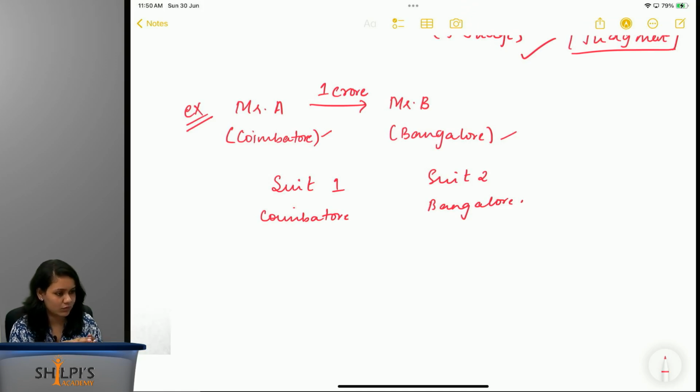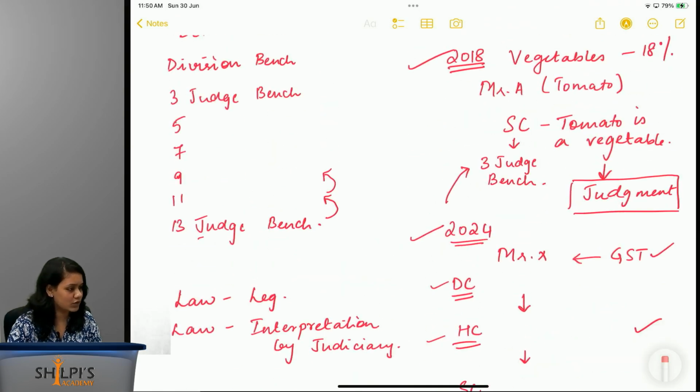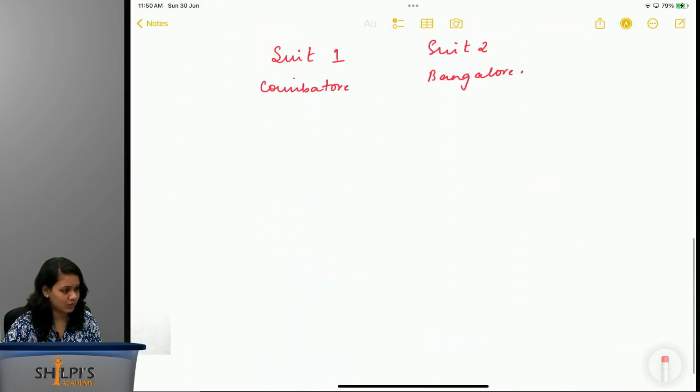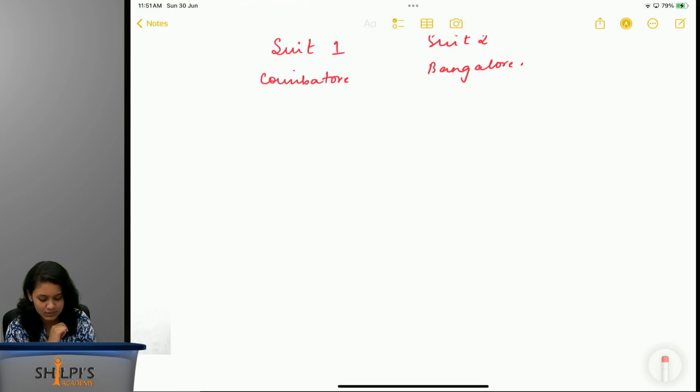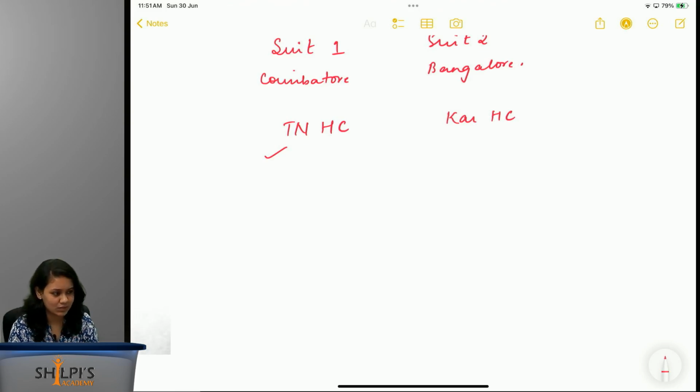Now, think of it not just from this example. Think of it from a high court level. Let's say Supreme Court gave the decision over here. I'm talking about the tomato is a vegetable decision. What if a high court gives a decision? Let's say Tamil Nadu High Court gives one decision and the Karnataka High Court gives some other decision. Then which one do we follow? Is my question clear?